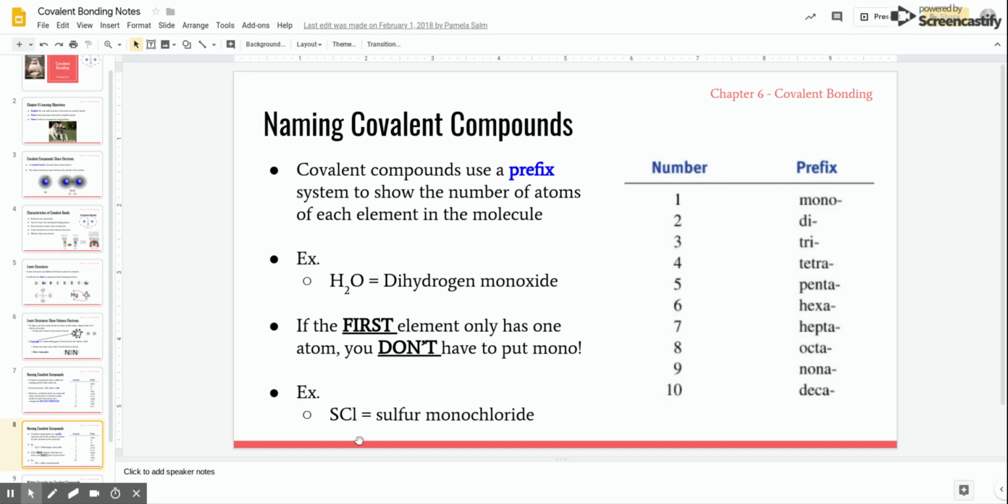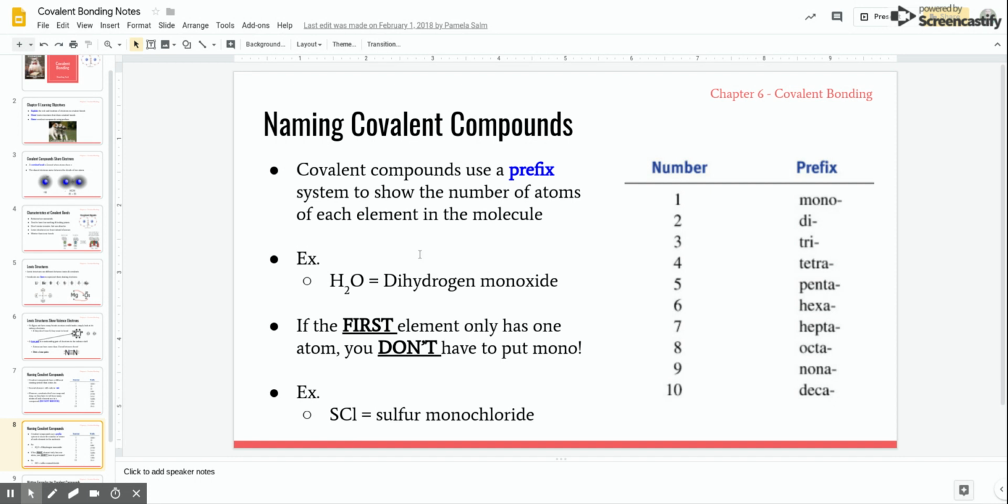If we were to look at water, H2O, di means 2, hydrogen, 1 means mono. So water is dihydrogen monoxide. If the first element only has 1 atom, you don't technically need to put mono. So for example, SCl, we have 1 of each. Don't write monosulfur, but you can write sulfur monochloride.